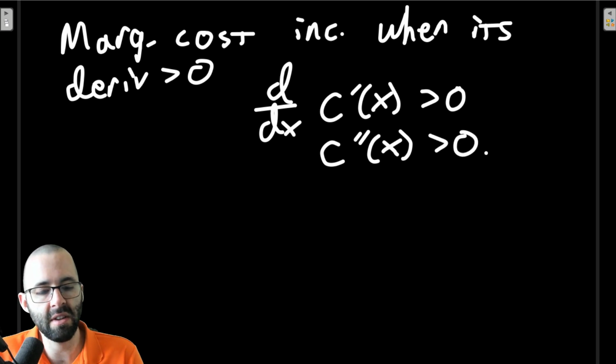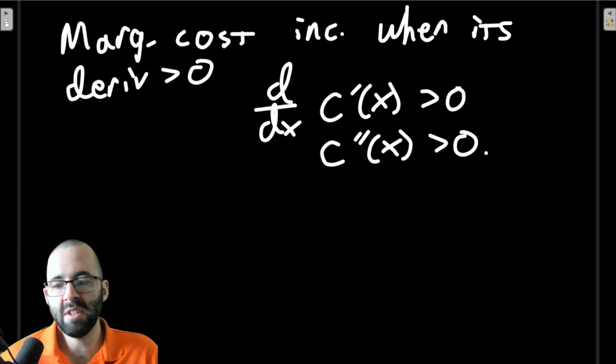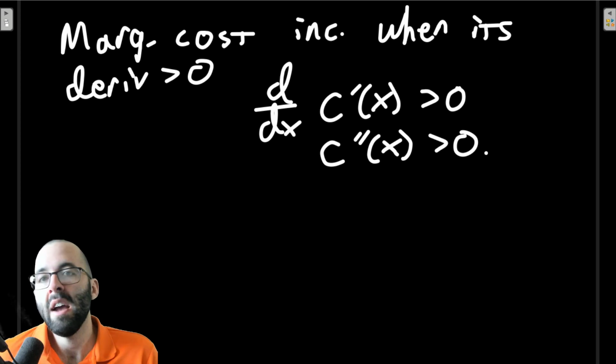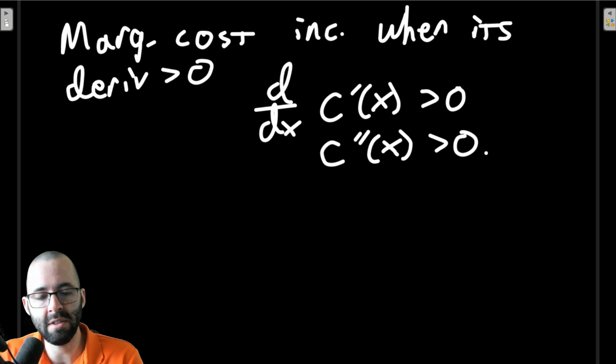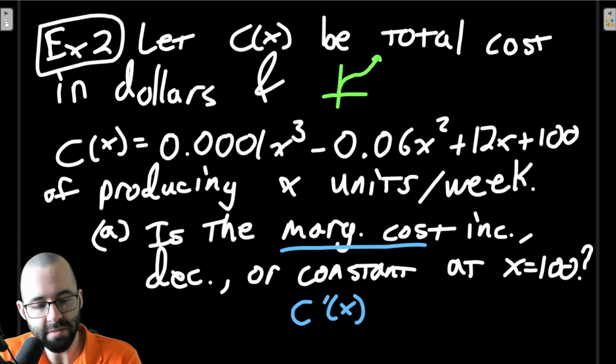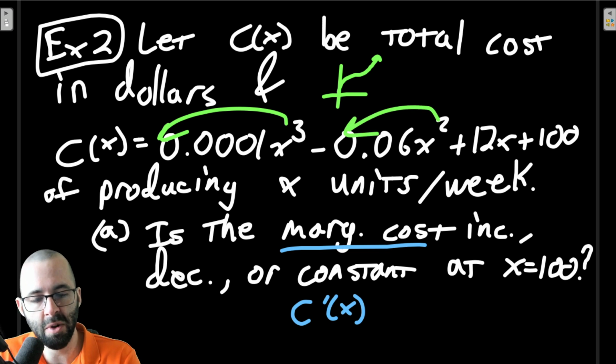All right, so watch out for this. Usually second derivative means concavity. And indeed, this does talk about the concavity of the cost function, but we really just care about the marginal cost here. Let's take the derivative here. We'll use the power rule, right? 3 comes down, subtract an exponent. 2 comes down, subtract an exponent, and so on.